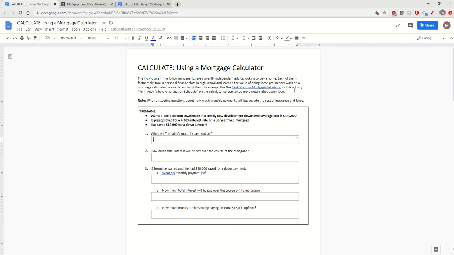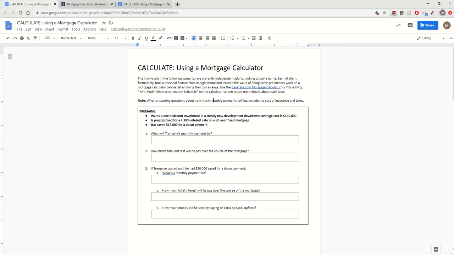Whatever the case may be, the simplest way of thinking about a mortgage is just a house loan. So we're going to take a look at a few different scenarios of people looking at some different houses and what kind of mortgages they'd be looking at. We're going to be using this bankrate.com mortgage calculator. You have to use this in order to do the math. It just makes it really easy. So let's go ahead and jump right in.